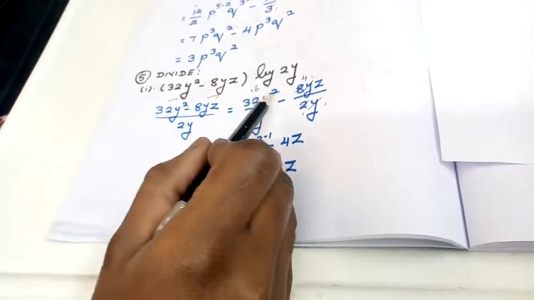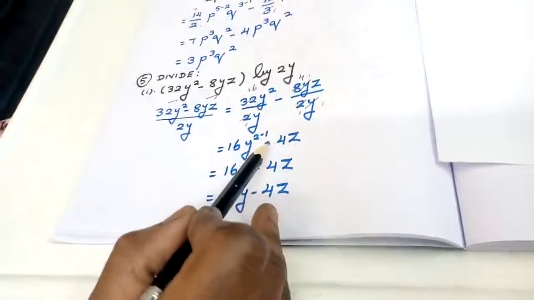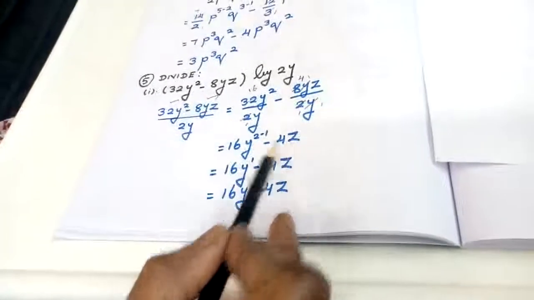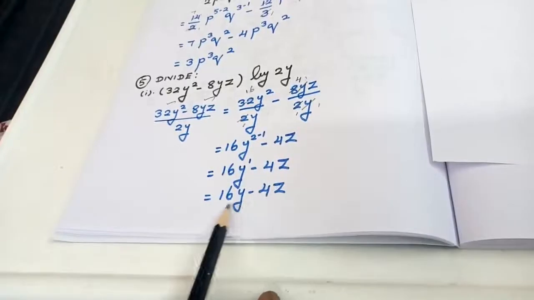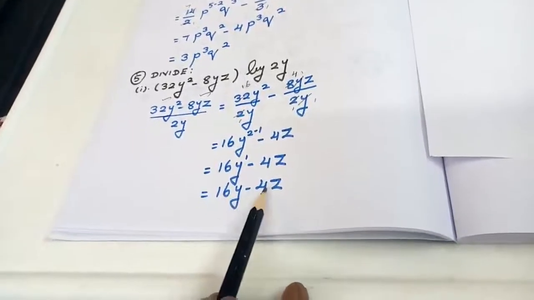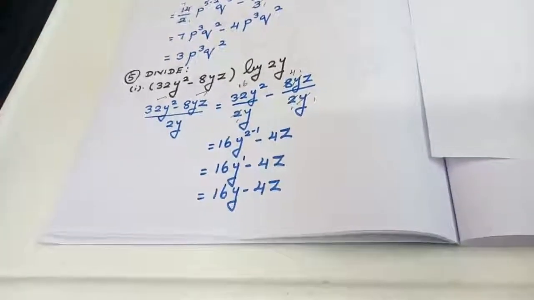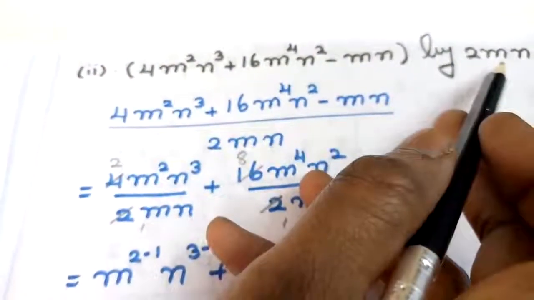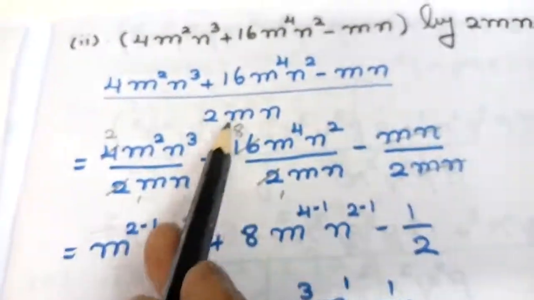16y, 2 minus 1 minus 4, this y gets cancelled, remaining 4z. So after calculating, the final answer is going to be 16y minus 4z. Second question, they have given you this particular numerator value and denominator, students. I am just writing it in the form of division.